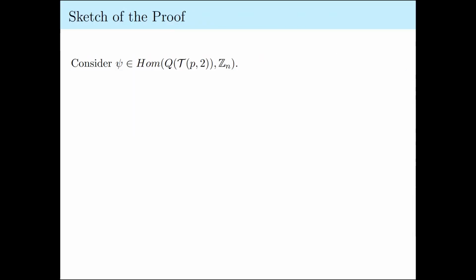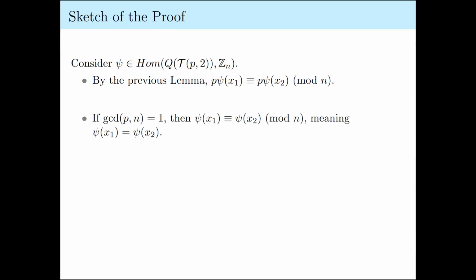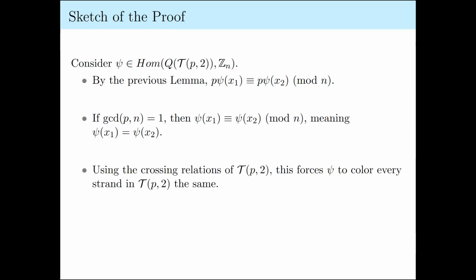So let's look at a sketch of the proof. Consider psi as a quandle coloring. By the previous lemma, we know that p psi of x1 must be congruent to p psi of x2 mod n. In the case that the GCD of p and n is equal to 1, the congruence can be reduced to psi of x1 congruent to psi of x2 mod n. And we can interpret this as psi mapping x1 and x2 to the same color. Now, if we consider the crossing relations of the torus link, x1 and x2 are colored the same under psi. This makes the third strand in their crossing also the same color. In turn, this forces psi to color every strand in our torus link the same.